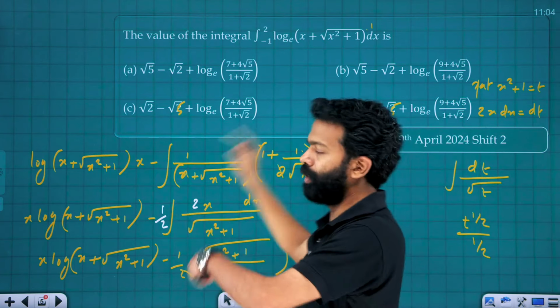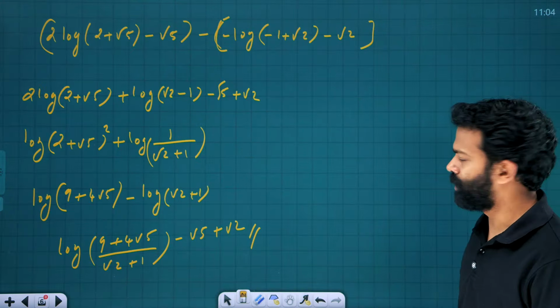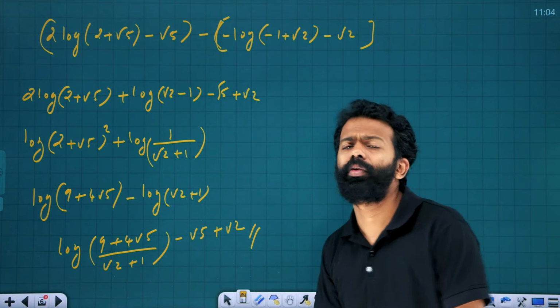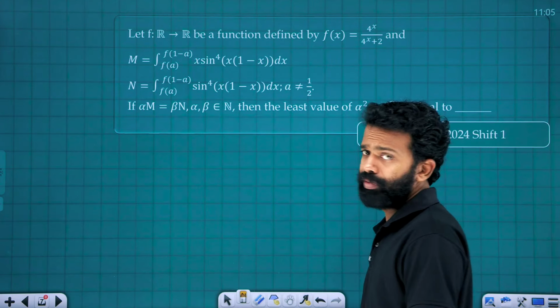Okay, both those root 2 over here. That's fine. Okay. And hope you got the idea here regarding this question. It was a very easy question and doable one also. Okay, let's move to the next question. Here's a very familiar question.